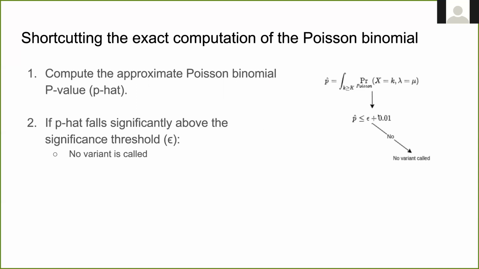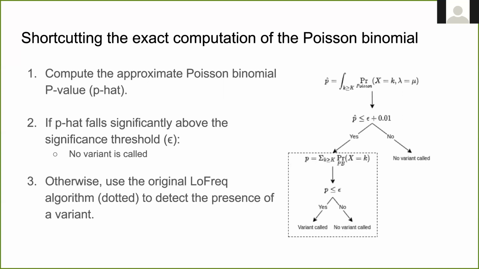And we add this 0.01 here, which is actually something that we let the user modify as well in the source code as an argument. But this value essentially allows for some error in the approximation. The alternative is that the approximate p-value falls below that significance threshold, in which case we fall back to the original low-freq algorithm to determine whether or not there's a variant, and if there is a variant, what exactly the p-value was for that variant call.